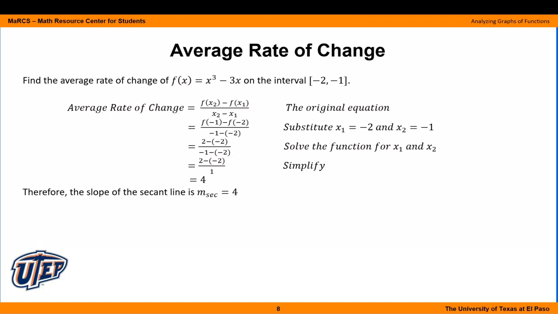Now substitute, we get 2 minus -2 is equal to 4, divided by -1 minus -2 is equal to 1. 4 over 1 is equal to 4. So the average rate of change is 4. That means the slope of the secant line is 4.